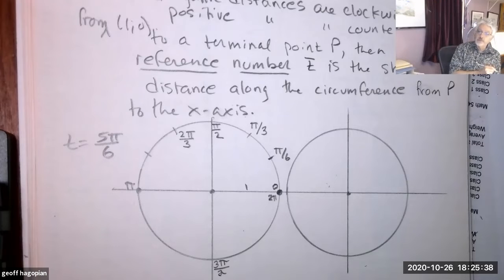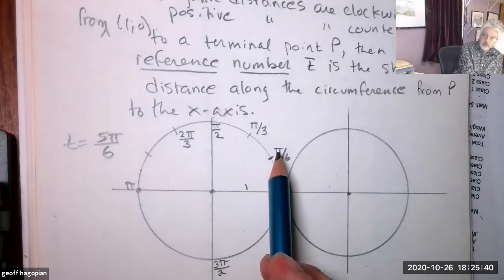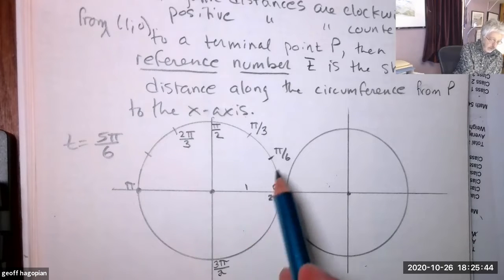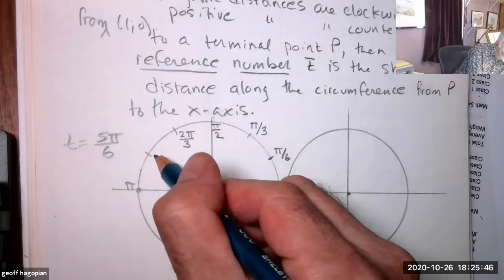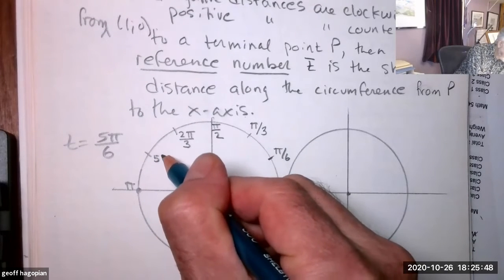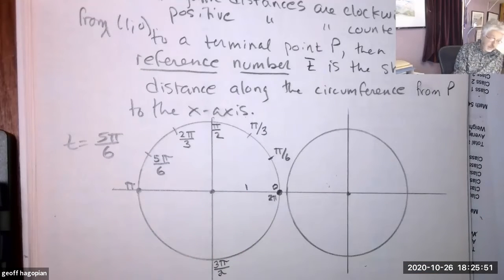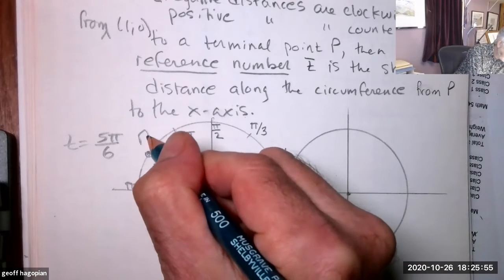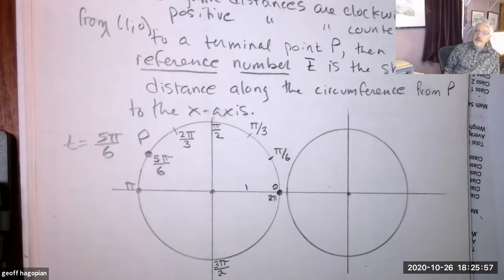So we're counting by pi over 6. Pi over 6, 2 pi over 6, 3 pi over 6, 4 pi over 6, and reducing, right? So 5 pi over 6 doesn't reduce, and that's going to be right here. That's our terminal point, P, right? If we go a distance 5 pi over 6 around the unit circle, that's where we're going to end up.